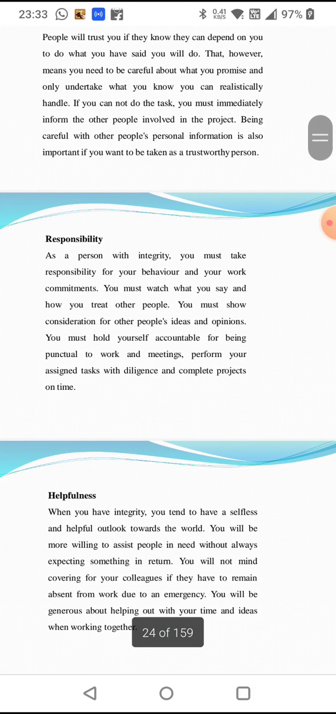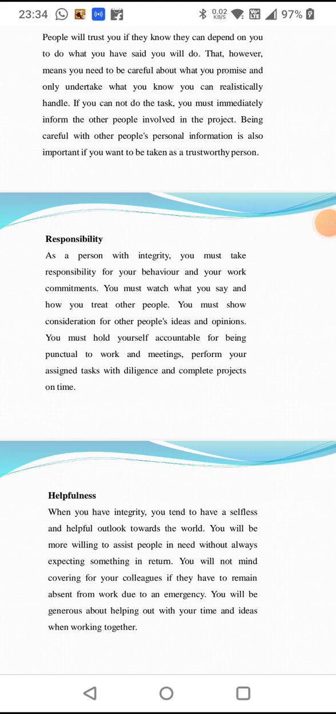So, the next one is responsibility. As a person with integrity, you must take responsibility for your behavior and your work commitments. You must watch what you say and how you treat other people. You must show consideration for other people's ideas and opinions. You must hold yourself accountable for being punctual to work and meetings, perform your assigned tasks with diligence, and complete projects on time.